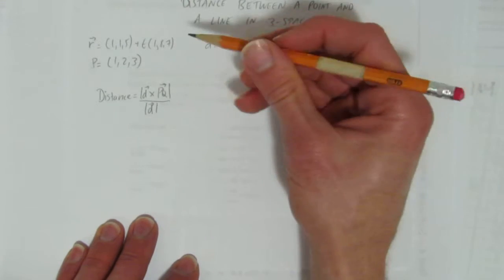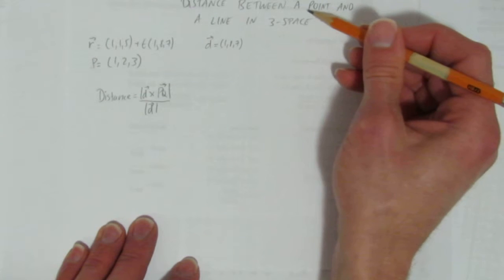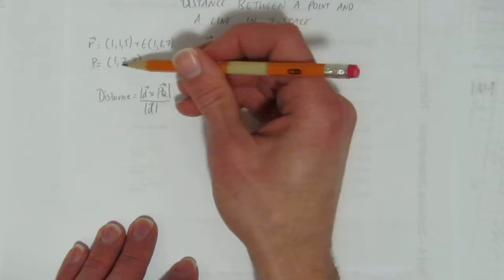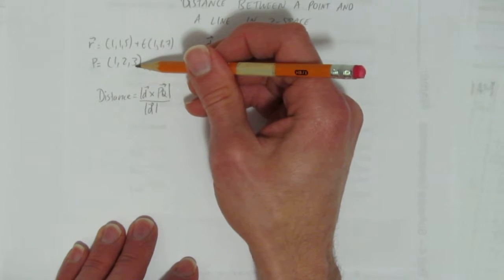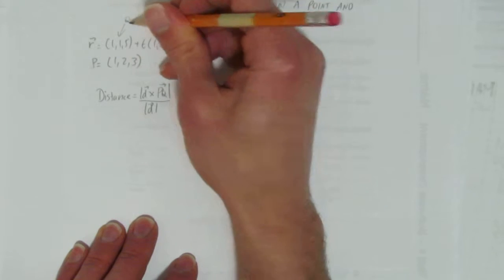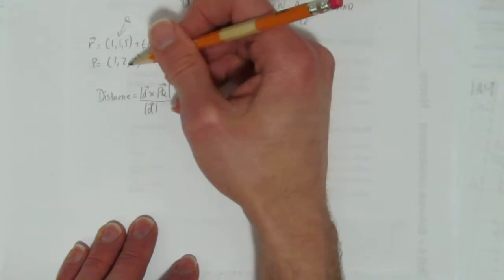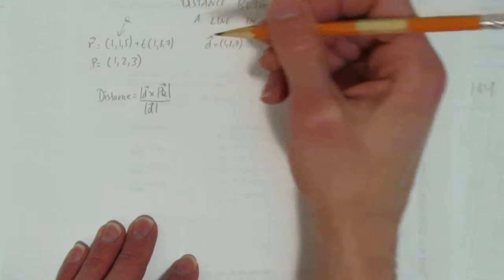What's PQ? PQ is going to be the distance from the point that we're given. We're trying to find the distance between a point and a line. We want the distance from this point to some other point on the line. Very nicely, we've been given a point here. I'll just put a little arrow to it. That's going to be what we'll use as Q. Here's a point on the line, and here's the point we're looking at the distance from.